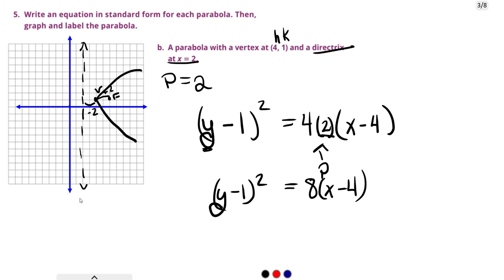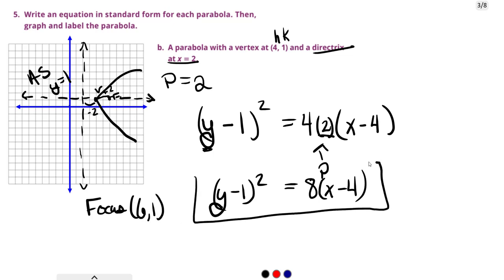Labeling the things that we need to label. The only thing left we need to label is where our axis of symmetry is, which is y equals 1. And my focus, I didn't give the ordered pair of the focus, which was at (6, 1). So that's that, and then we graphed and labeled the parabola.